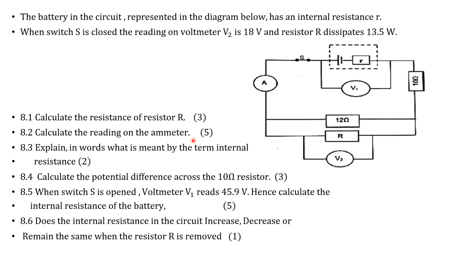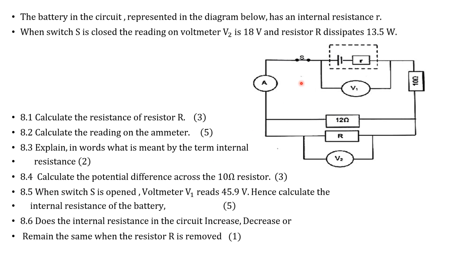Calculate the reading on the ammeter A. Right, so from there I need to know how much current is used by R, how much current is used by the 12. Those two added together should give me my ammeter reading. 8.3, explain in words what's meant by the term internal resistance. 8.4, calculate the potential difference across the 10 ohm resistor. So we want to know how much voltage is used there. Remember, if I have the reading of ammeter A, I automatically have current there, current and resistance together I can then use to get potential difference.